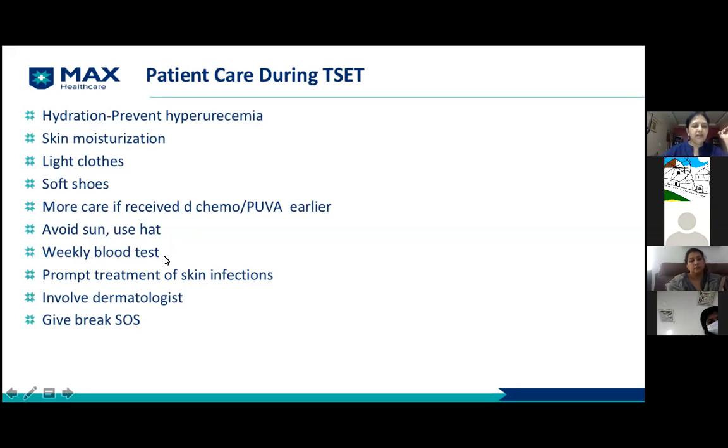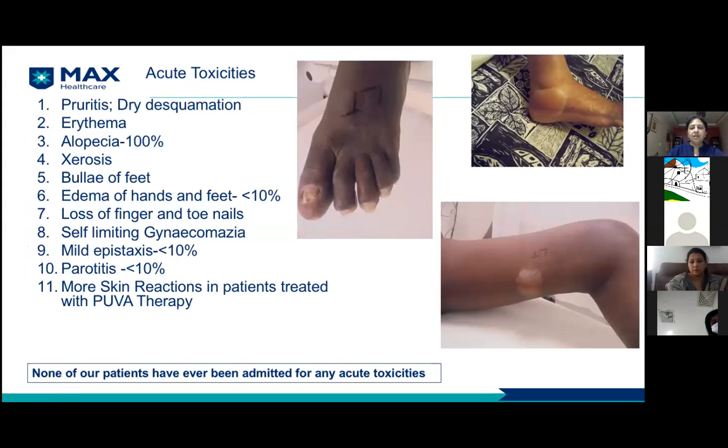We do weekly blood tests for them. If there are any skin infections, we try to treat them promptly. We generally involve a dermatologist in their treatment for suitable help. If they have too many side effects, then consider giving them a 1 to 2 weeks break. Now, these are some of the pictures which are showing the acute toxicities.